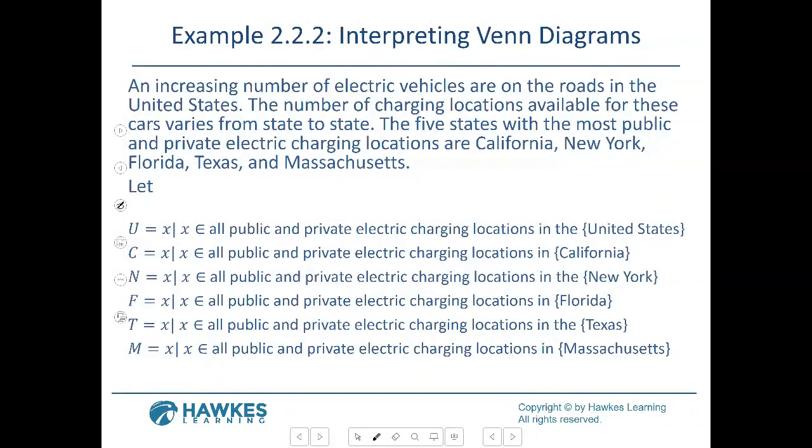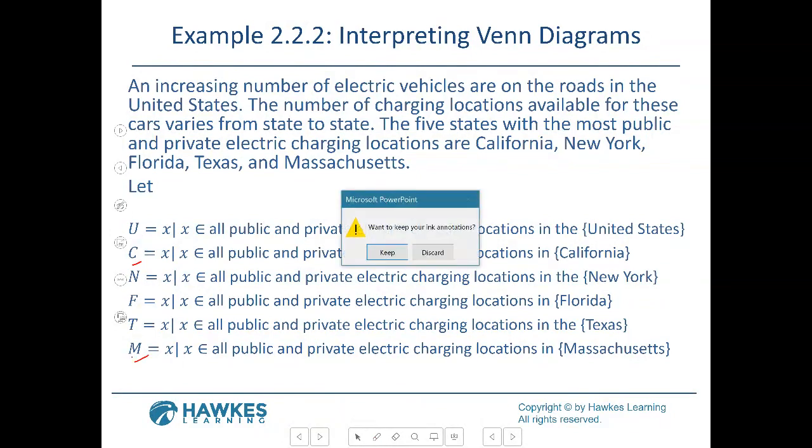All right, next. An increasing number of electric vehicles are on the roads in the United States. The number of charging locations available for each car varies from state to state. The 5 states with the most public and private electric charging stations are California, New York, Florida, Texas, and Massachusetts. So what we have here is everything written out in set builder notation for the universe. And then we have California, New York, Florida, Texas, and Massachusetts. These are different states.